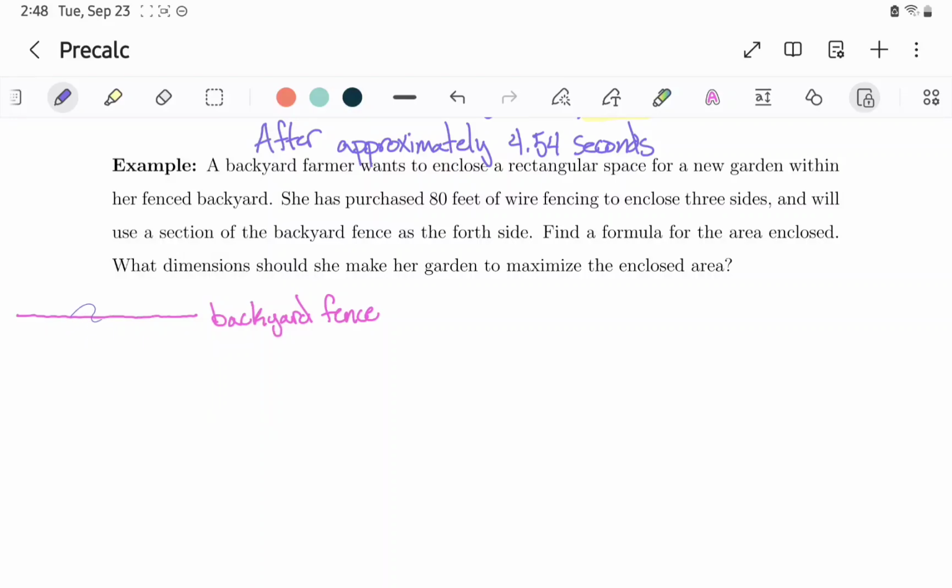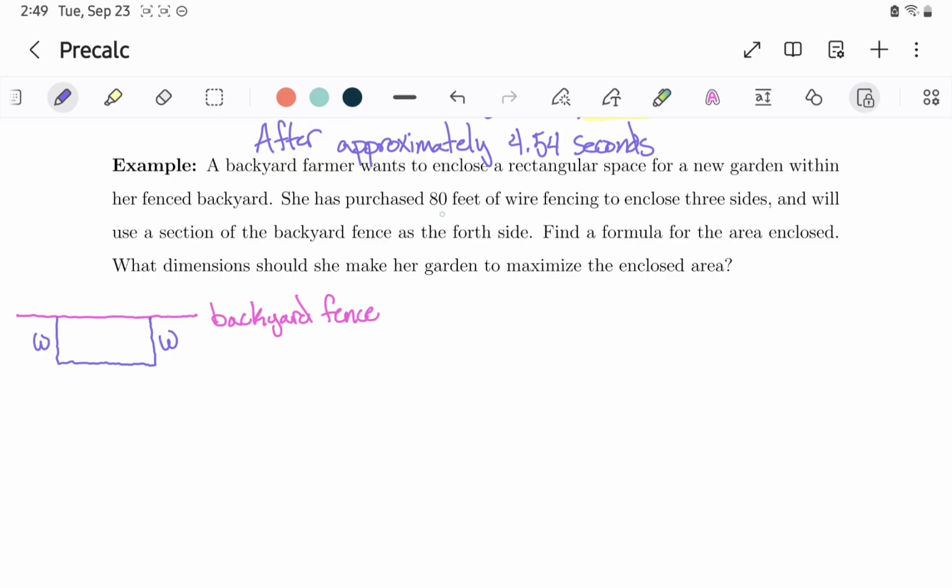Okay, and then in purple, we will do the wire fencing. So it's a rectangular region that she's trying to enclose, and she's going to use the backyard fence as one of the sides. So we'll just sketch a rectangular region that uses the backyard fence as one of the sides. And so we can call these two congruent edges the widths. And we can call this other edge the length, but we can also come up with a formula for this length in terms of the widths.